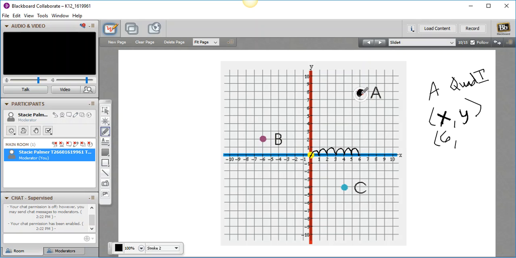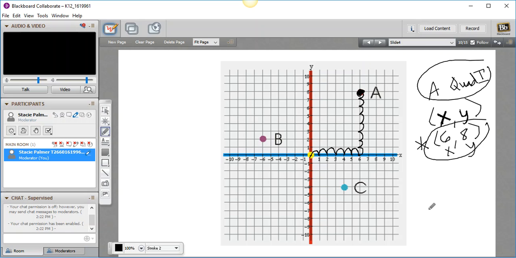From the origin, to get to point A, we have to move up 1, 2, 3, 4, 5, 6, 7, 8. We move up 8, so our y is 8. So the location of point A is 6, 8. It's in quadrant 1, and it's at 6, 8. Okay, let's look at B. Point B is in quadrant 2.